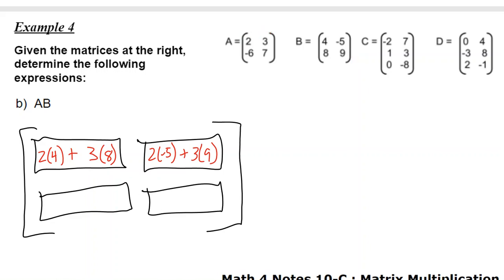And then we'll switch over to row 2, column 1, -6 times 4 plus 7 times 8. And then we're still on row 2, but this time we're on column 2. So we're going to say -6 times -5 and 7 times 9.